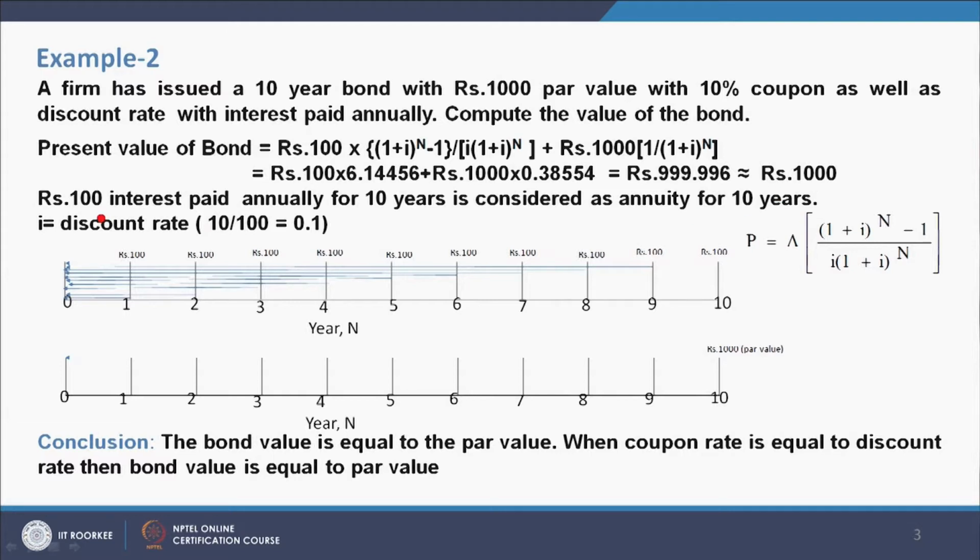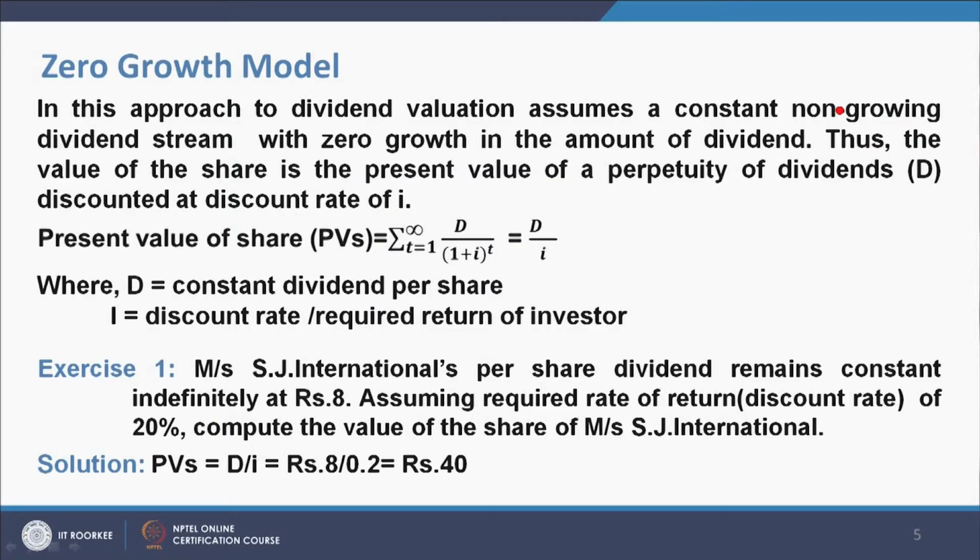Here the 100 rupees interest paid annually for 10 years is considered as an annuity for 10 years, and the discount rate is 10 by 100, which is 0.1. Conclusion: the bond value is equal to the par value. When coupon rate is equal to discount rate, then bond value is equal to par value.